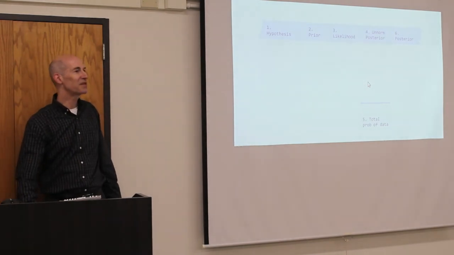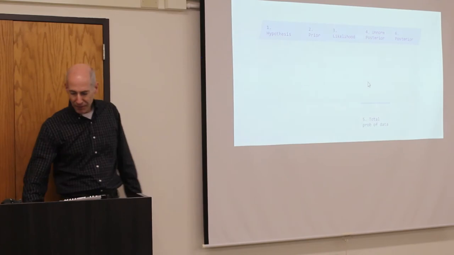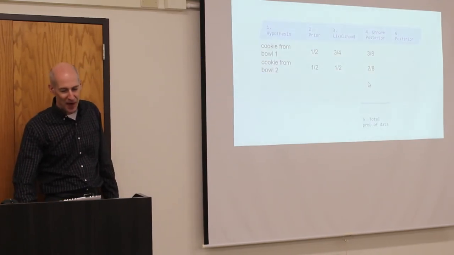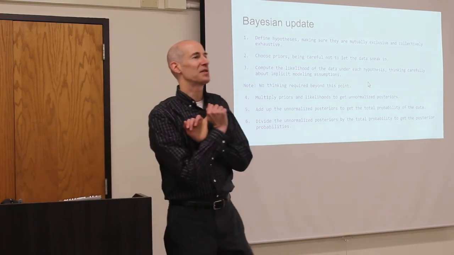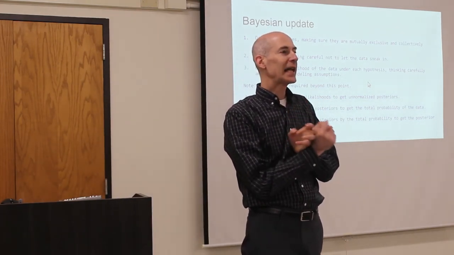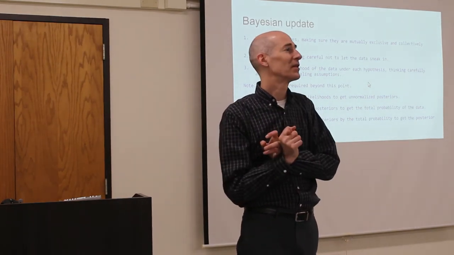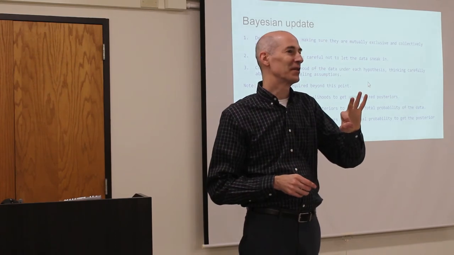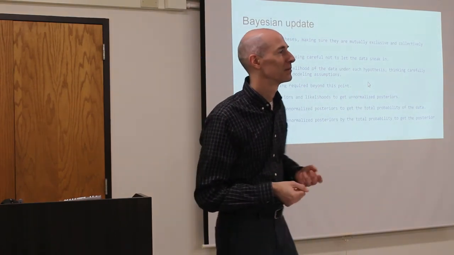You're going to do this, basically take the spreadsheet that I just gave you and walk through that process here. Think about what are the hypotheses, what are the priors, and what is the likelihood of the data under each hypothesis. If you can answer those three questions, you're done and the spreadsheet will magically answer the question.